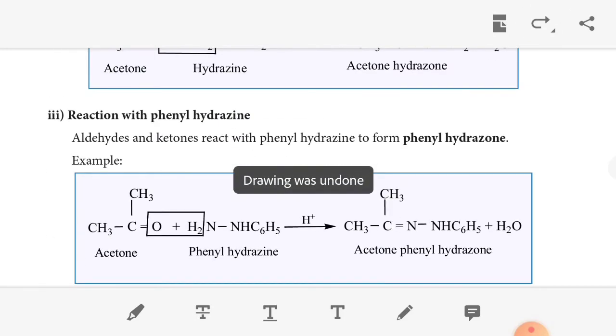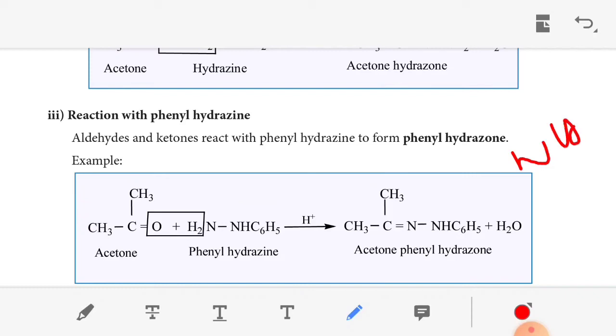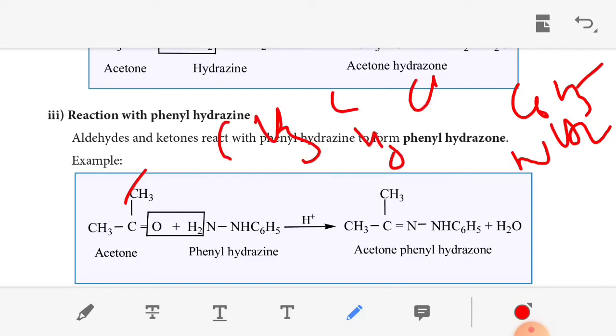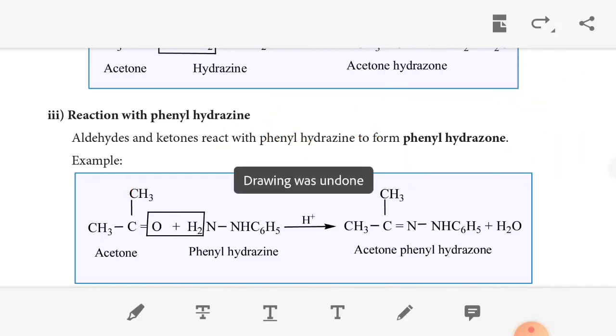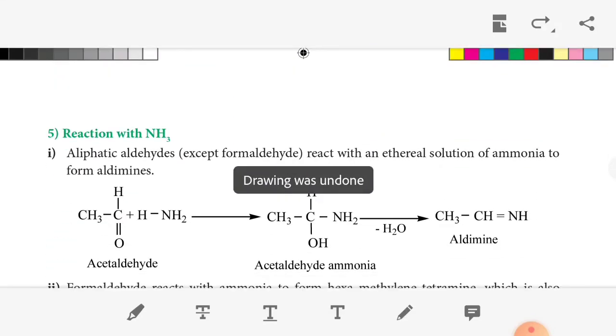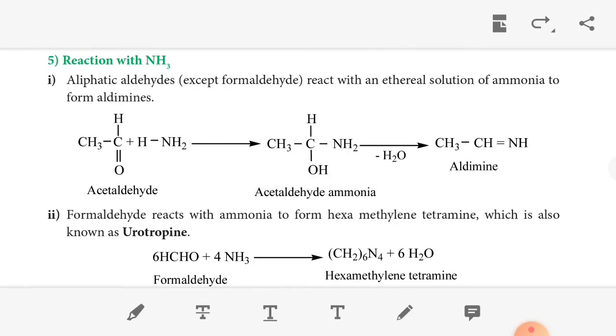The next one, reaction with the phenylhydrazine. Aldehyde and ketones react with the phenylhydrazine. Phenyl means C6H5, hydrazine means NH2NH2. Acetone, CH3 CO CH3, C double bond O. This is acetone, that is a ketone. It reacts with the phenylhydrazine in the presence of H plus to form acetone phenylhydrazone.